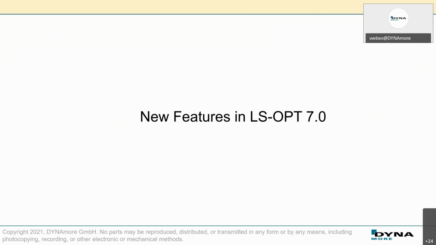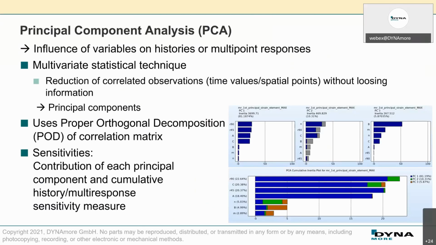Now on the new features that are implemented in LSOpt 7.0. The first new feature is a principal component analysis I already mentioned before. So it's a new sensitivity measure that is available. And the idea of principal component analysis is to evaluate the influence of variables on histories or multi-point responses. A history is a value over time.